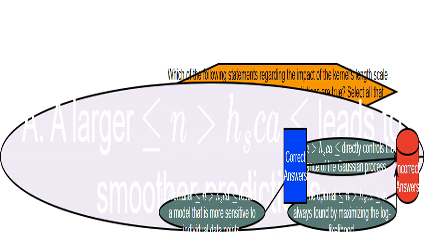This is correct. A larger length scale means that data points further apart are still considered highly correlated. The model, therefore, smooths the prediction by assuming similar values across a wider range. Think of it like drawing a curve through data points. A larger length scale results in a smoother, less erratic curve.